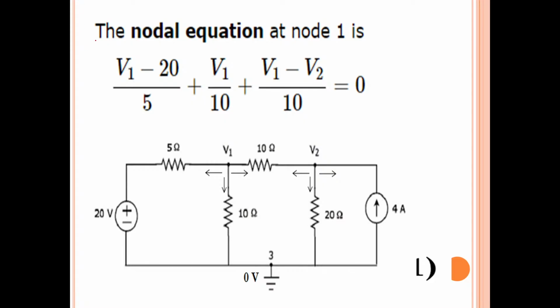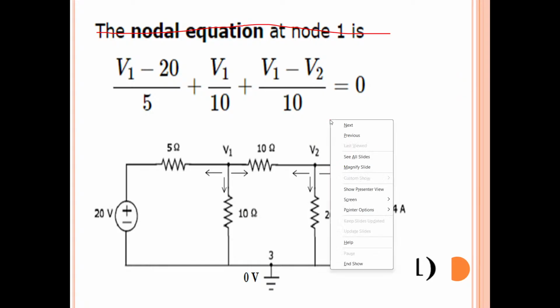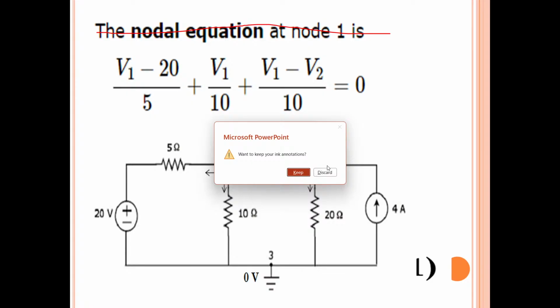Here I have written the nodal equation at node 1. Instead of writing that, you can write applying Kirchhoff's current law at node 1. So (V1 minus 20) by 5 plus (V1 minus 0) by 10 plus (V1 minus V2) by 10 equal to 0. Okay. Now I will remove this image.